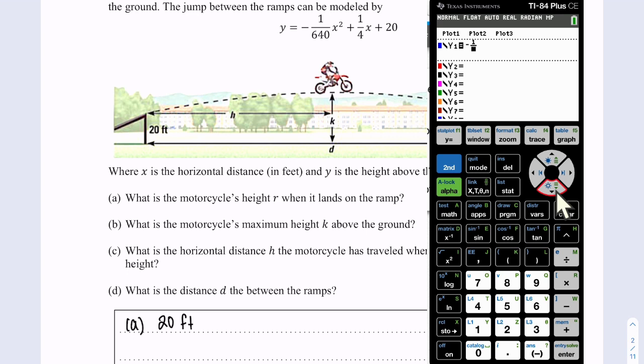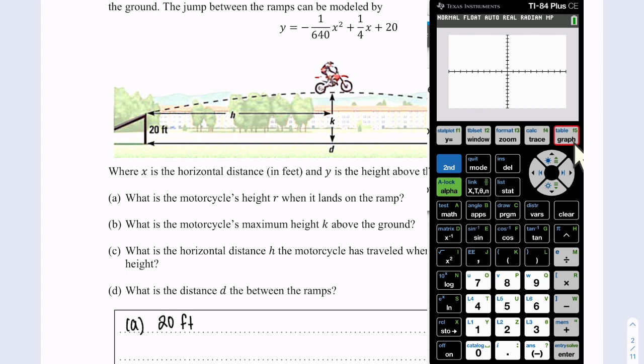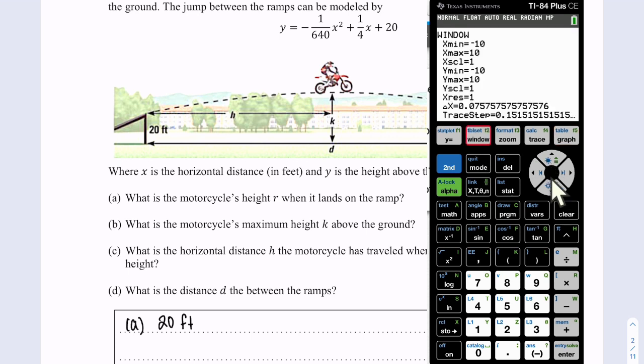Oftentimes, what students will do here is they will default to doing things by hand algebraically. It is definitely possible to answer the question that way. You can use the formula x equals negative b over 2a to find the x value of the vertex and then solve for the y value. But it is not necessary. So we can actually just use our calculators to help us answer this question by graphing this function and then looking for the maximum.